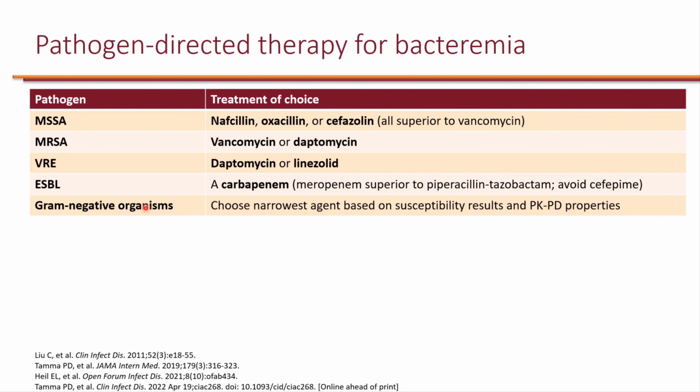So other gram-negative organisms that are pretty much easy to treat, things like a normal E. coli that's not resistant to multiple drugs, or even Pseudomonas that's not resistant to multiple drugs. So essentially wild-type gram-negative organisms. You essentially choose the narrowest agents based on susceptibility results and PK/PD properties, meaning you want to choose agents that have good concentrations in the blood.